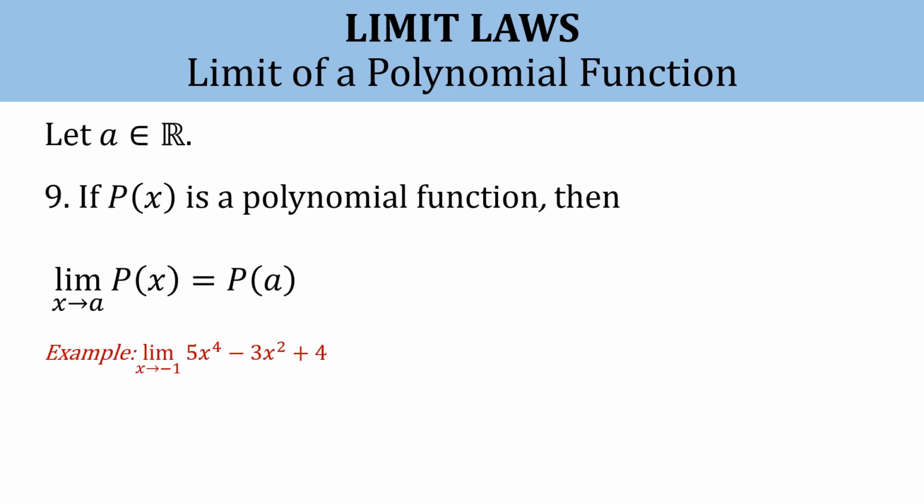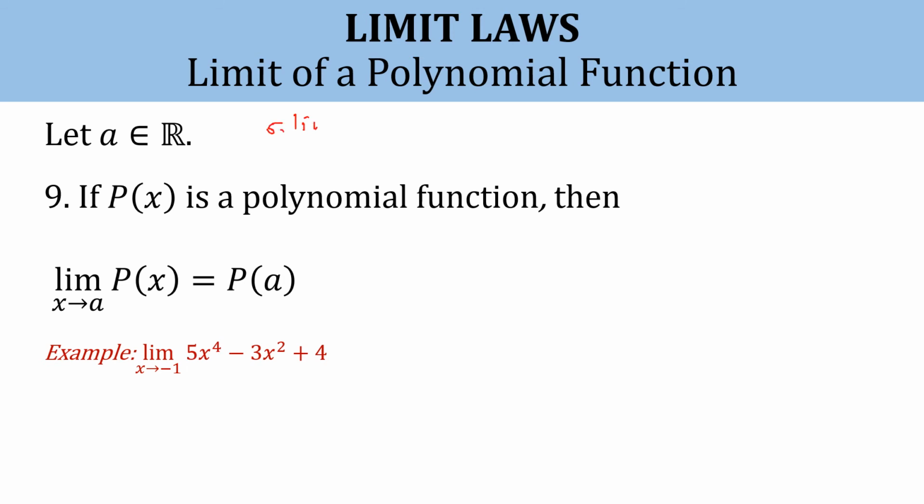Right, so let's go to limit law number 9. If p of x is a polynomial function, this is more like a shortcut of the previous ones that we've already had. For example, we are given a polynomial function, 5x to the power of 4 minus 3x squared plus 4. If you used the same process that we did a while ago, it would be kind of tedious, so I'm going to show you how it would look.